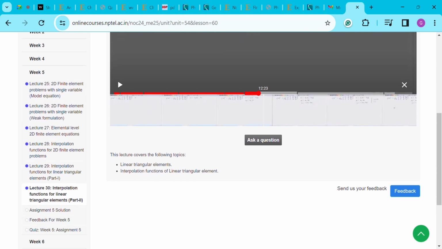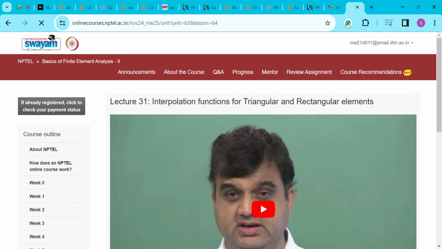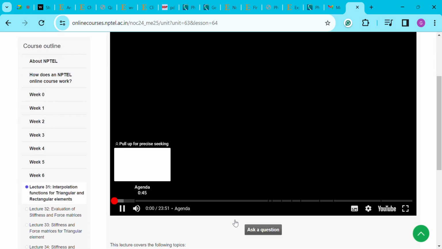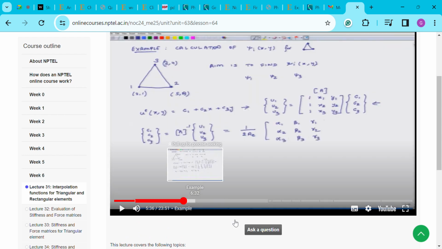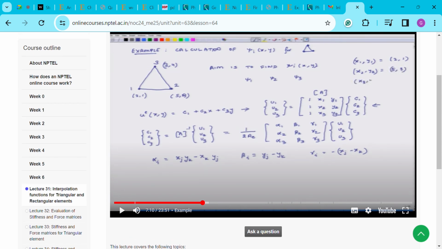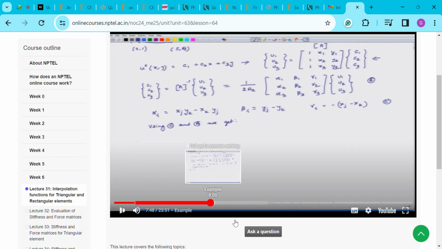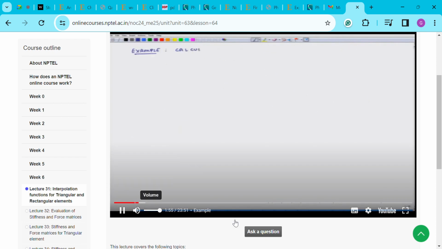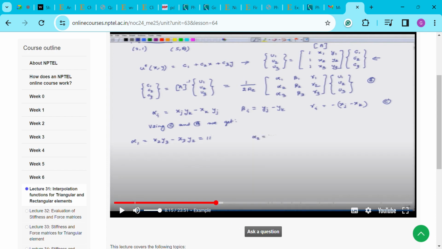There, instead of alpha 1, alpha 2, alpha 3 in the row, he takes alpha 1, alpha 2, alpha 3 in the column. Just after some time, a little bit more. Yeah, here. In the previous video he had taken alpha 1, alpha 2, alpha 3 in the row. Here he is taking a column, and he is using 1 upon 2 AE and the same calculation formula. So row and column are the same.